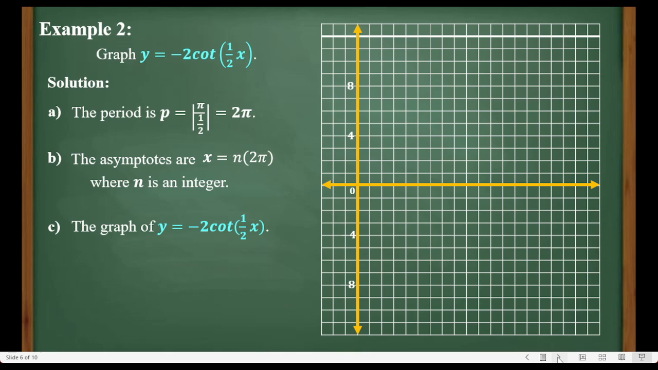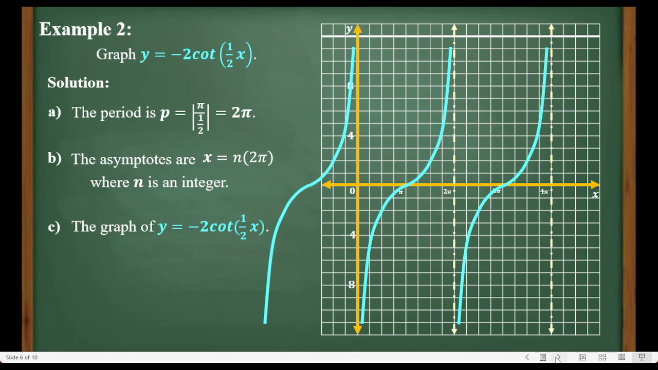First, we label the necessary coordinates along the x and y axis. Then we trace the graph, which is your y equals negative 2 cotangent of 1/2 of x. For our next slide, we have example number 3. How about the graph of this function?